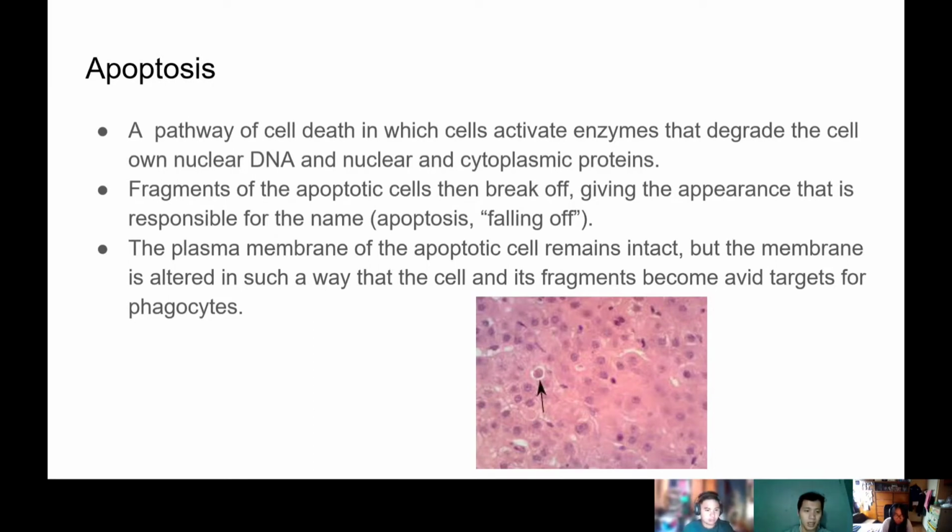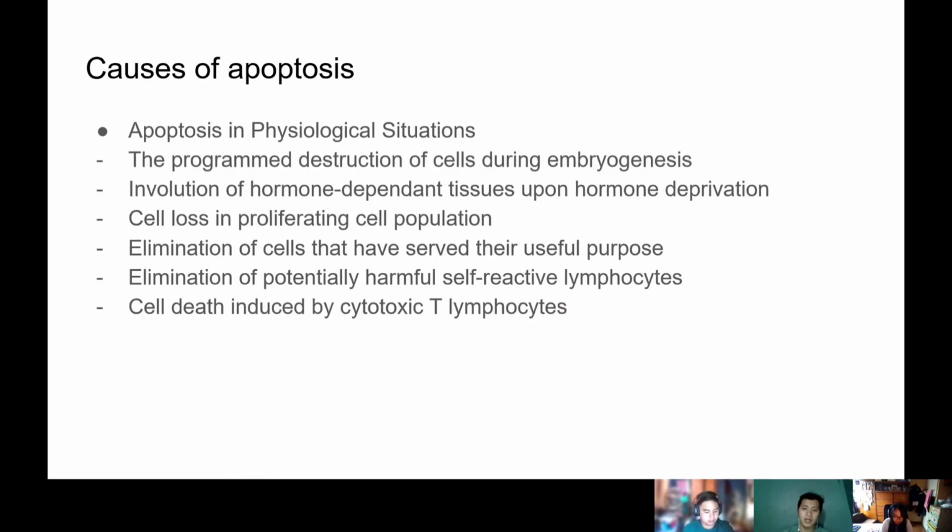Next is causes of apoptosis. In physiological situations, death by apoptosis is a normal phenomenon that serves to eliminate cells that are no longer needed and to maintain a constant number of cells of various types in tissues.